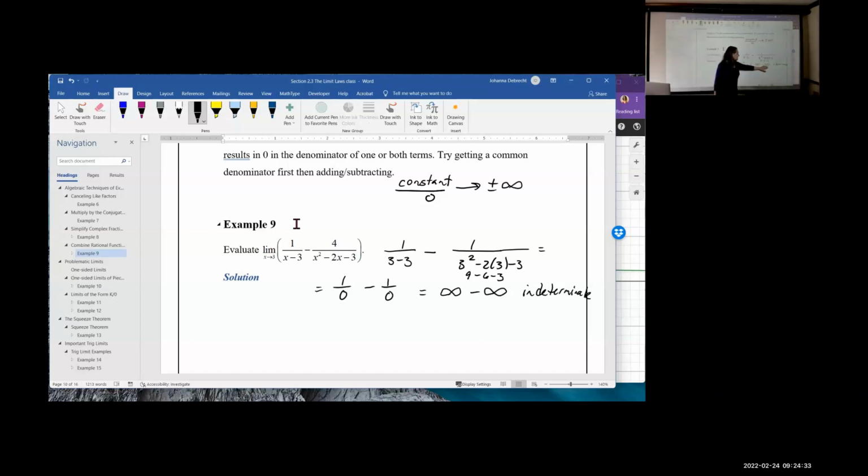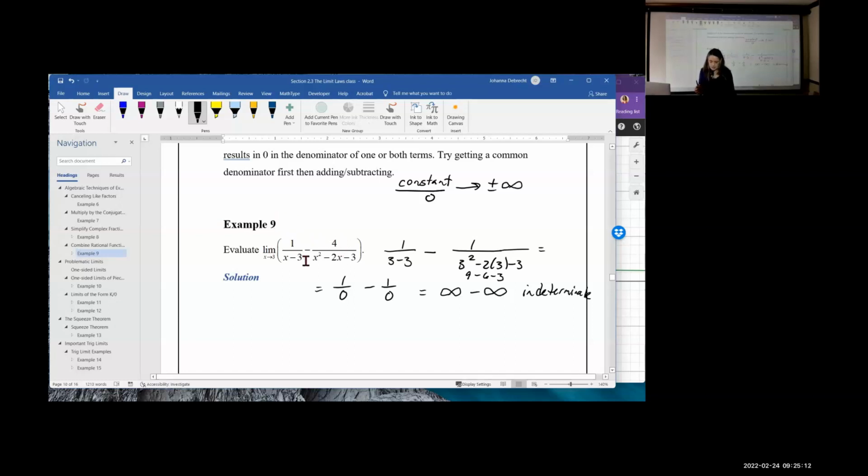If you have infinity minus infinity, which one is larger? If the first infinity is larger, it's going to pull it towards positive infinity to the right. If the second one is larger, it's going to pull it towards negative infinity to the left. On the other hand, if they're roughly the same size of infinity, it could be a tug of war that comes to a stop at any finite real number, and that's when the limit exists. That's what we're trying to determine.